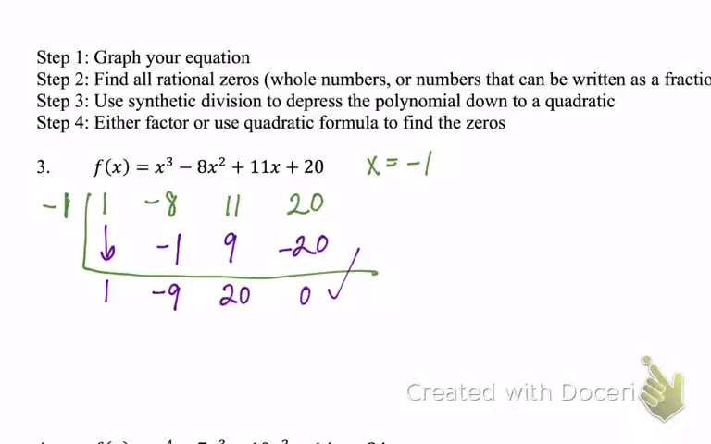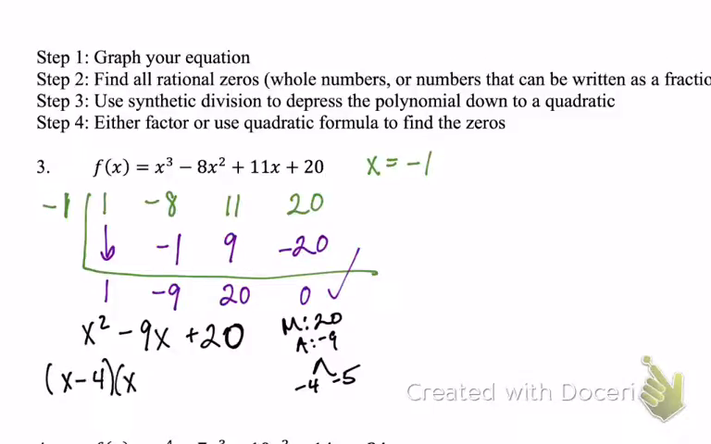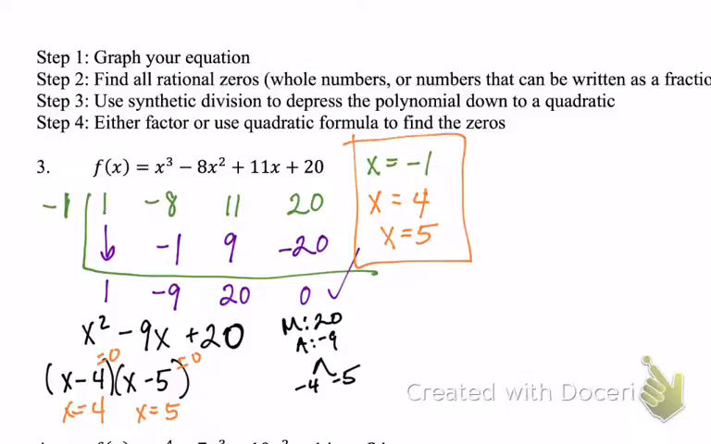I rewrite this as x squared minus 9x plus 20. Two numbers that multiply to get 20 and add to get -9: that would be -4 and -5. So I can factor this to be (x minus 4)(x minus 5), set them equal to 0, and you get x equals 4 and x equals 5. So then my 3 zeros would be -1, 4, and 5. And when I graphed it on the calculator, it actually showed me all 3. I just wanted to check my work using synthetic division.